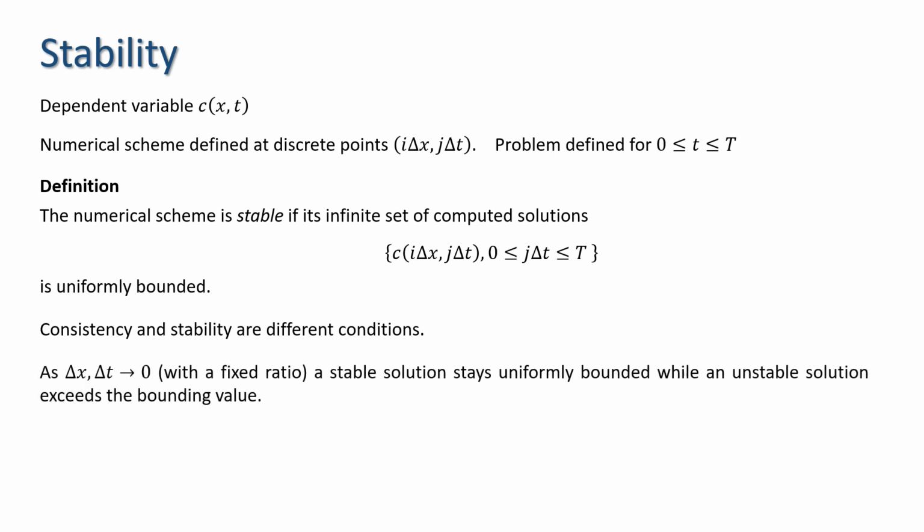As delta x and delta t tend to 0 with a fixed ratio, a stable solution stays uniformly bounded, while an unstable solution exceeds the bounding value. We'll look at what this means through examination of the classic first-order upwind finite difference solution to the advection equation.